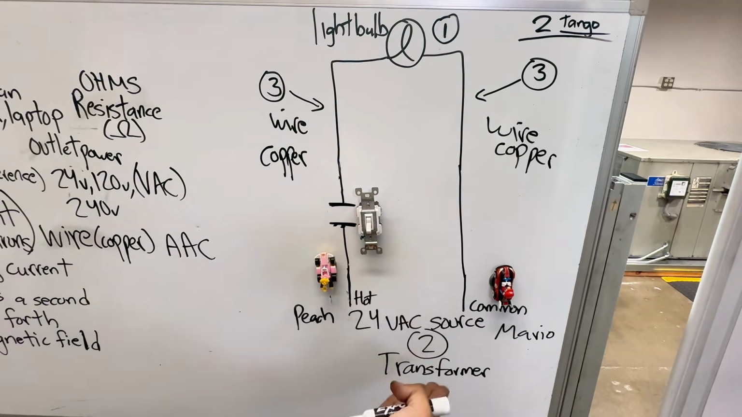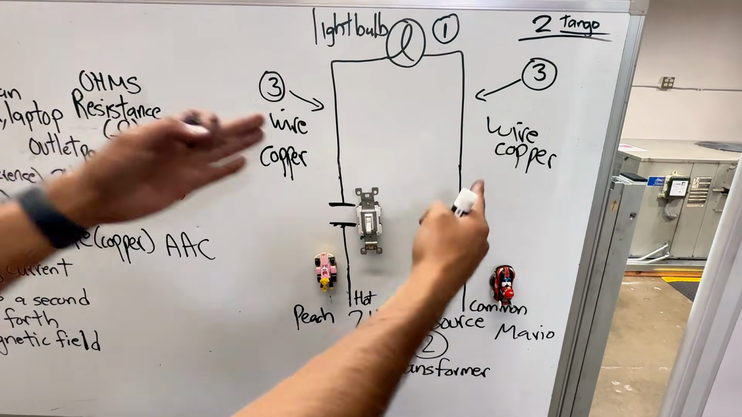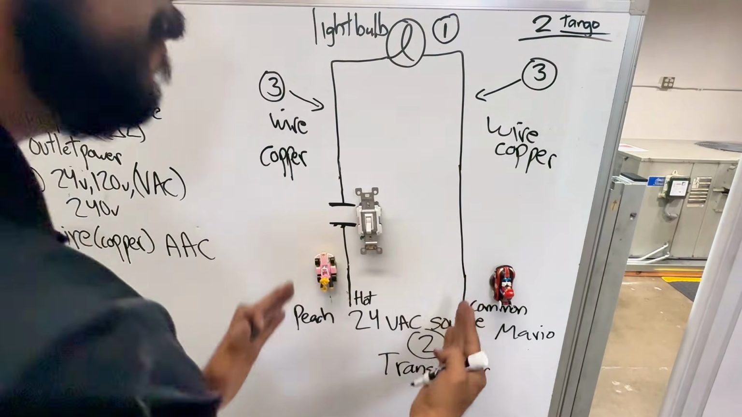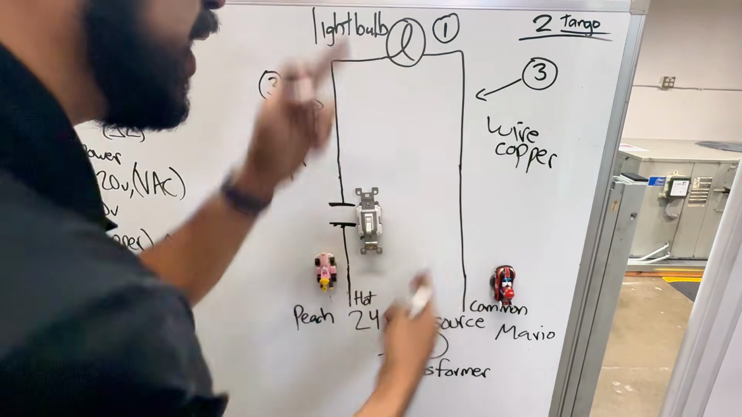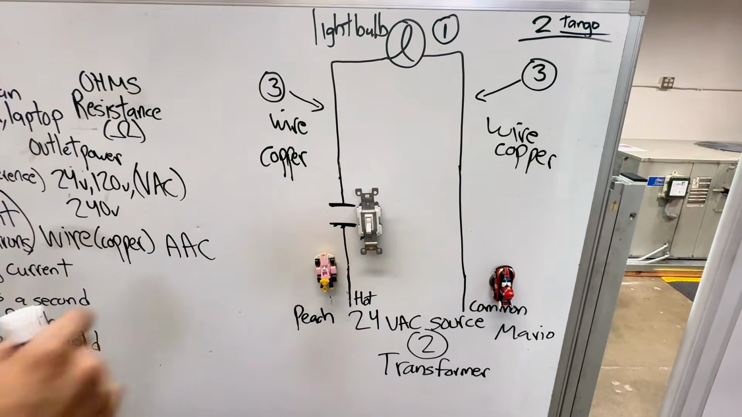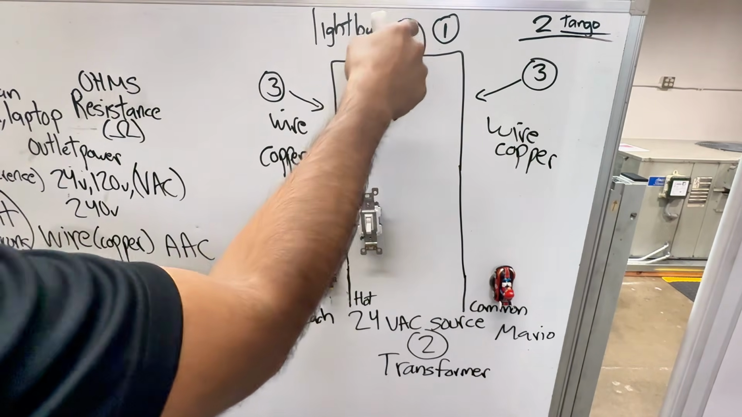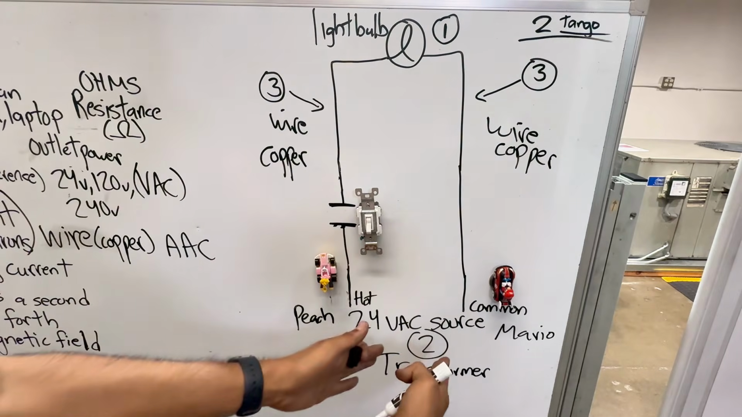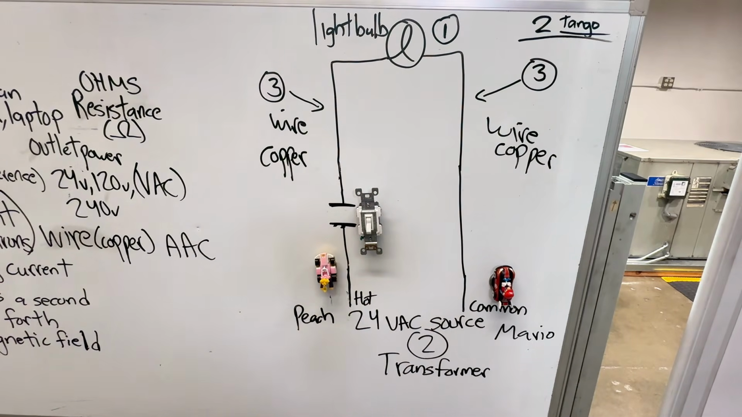Okay, so we got power, we got a voltage, a potential difference. We have the wire, right? The path for the current to go back and forth 60 times. And we have a light bulb, which is my load. So yes, do we have all things? Load, path, potential difference, or voltage. Yes, we're good. We have it.